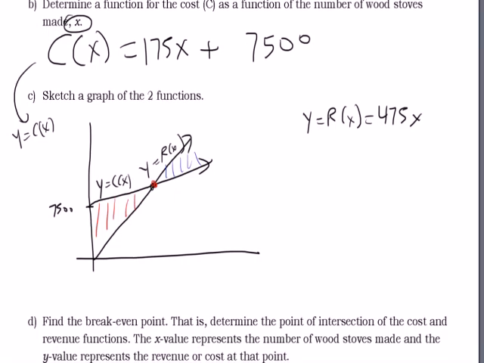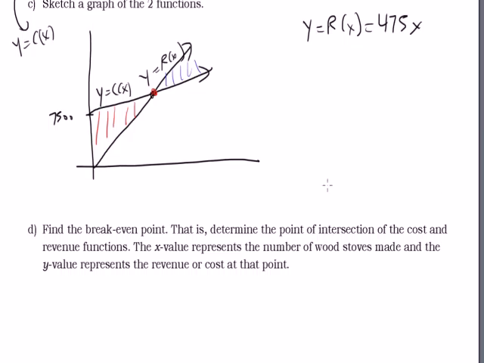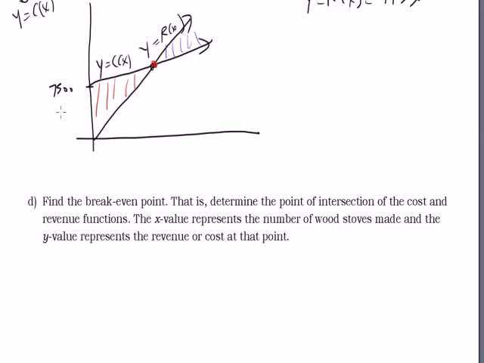All right, question D. Find the break-even point. That is to determine the point of intersection of the cost and the revenue. We really just want to set the cost and the revenue equal to each other, because that's where they're equal. So we should have 475x, that's our revenue function, equals 175x plus 7,500.